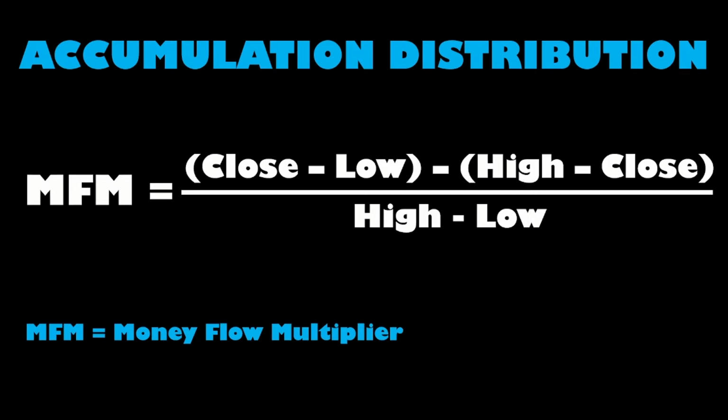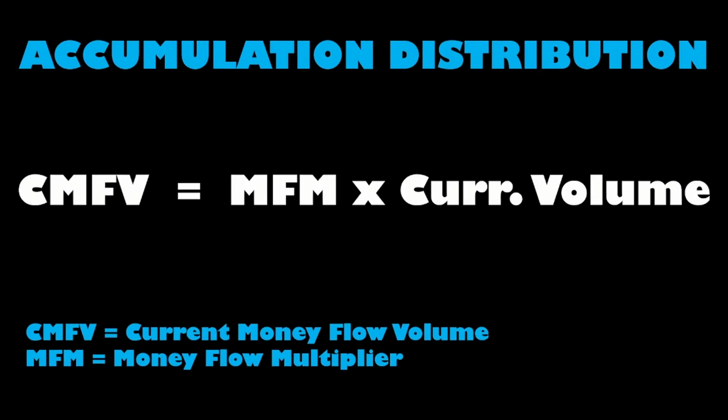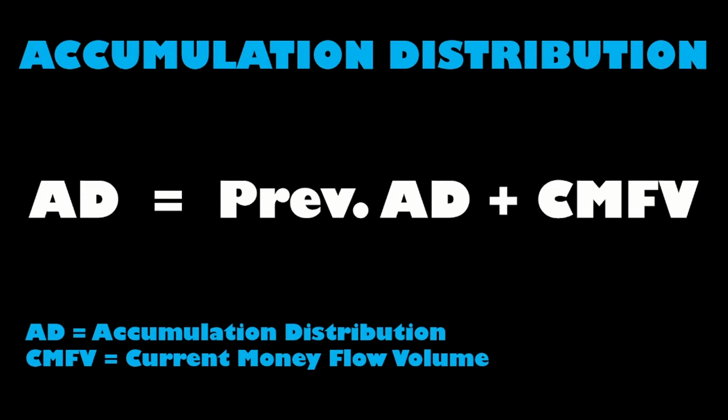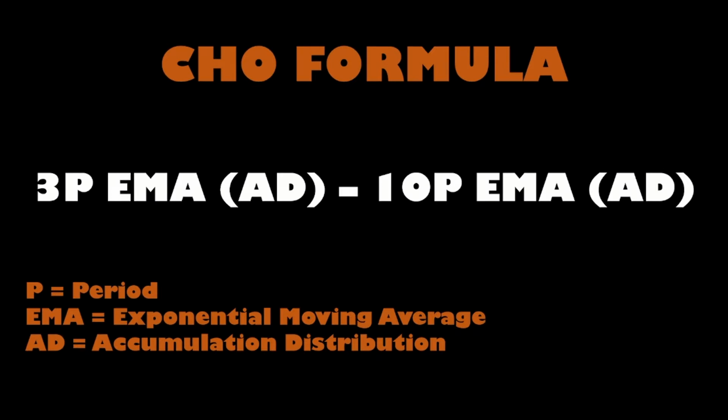Alright, so now we can work forwards again, take our money flow multiplier and plug it into the current money flow volume, plug that into our accumulation distribution value, and one final plug of the accumulation distribution value into our Chaikin Oscillator formula, thus completing the methodology. Hopefully all that makes perfect sense. I'm sure it does. Yeah, the exact formula, it's not necessarily important, not so much as understanding the actual visual that the formula creates on the charts.